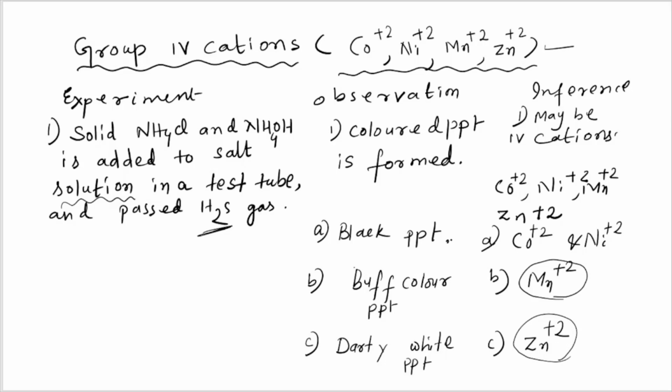From the beginning you should read and remember the tests one by one, so that in qualitative analysis for basic radicals, if any fourth group cation is present, you can do it with success. Similarly, in the third group, aluminium, Al plus 3, and Fe plus 3 are present. If any cation is present in your salt, then surely you will find the radical by the confirmatory test.